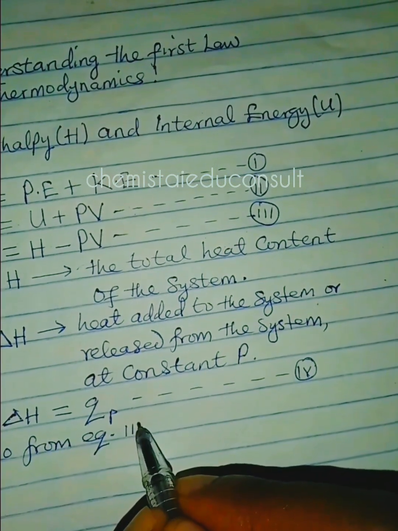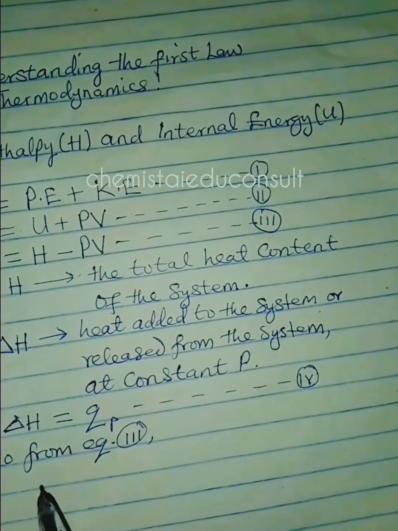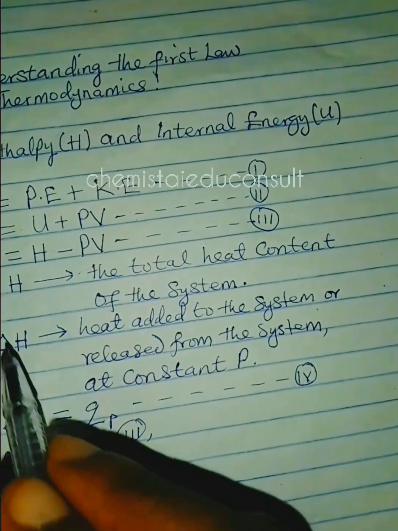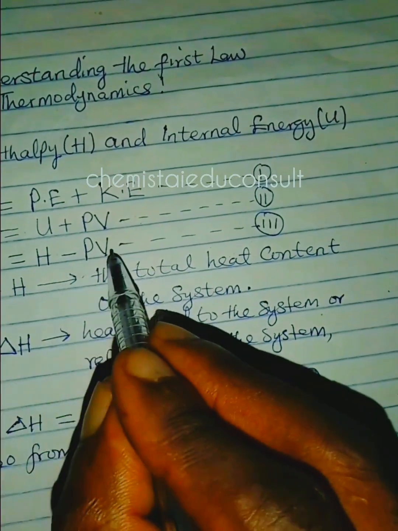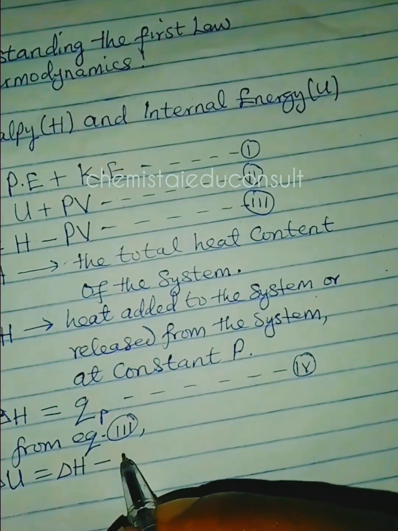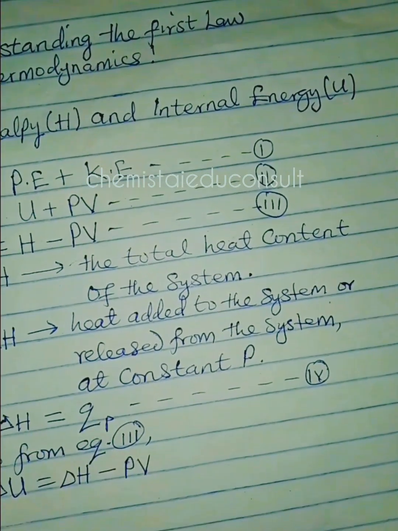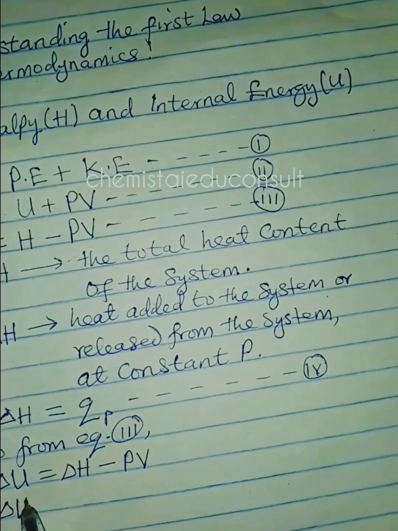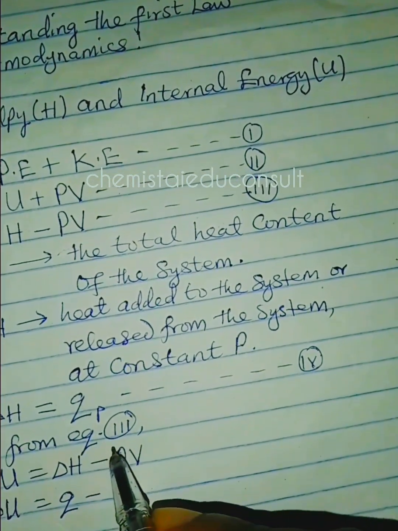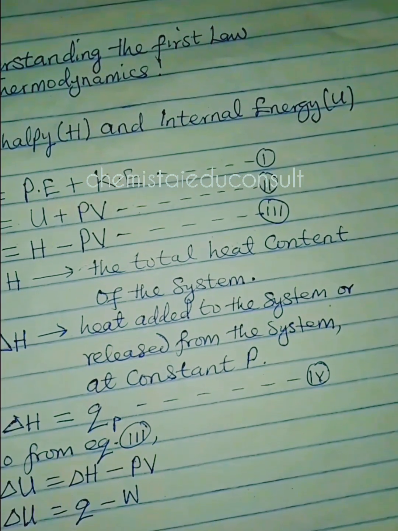Now look at equation 3. Equation 3 states that internal energy U equals H minus PV, right? Because we are talking about change in enthalpy, let us now talk about change in internal energy. Since U is equal to H minus PV, change in U is equal to change in H minus PV. Now remember that change in H is the same thing as quantity of heat, and PV is the work done to create space, which means this equation is going to metamorphose into change in U equals Q minus W. Let's call this equation 5.